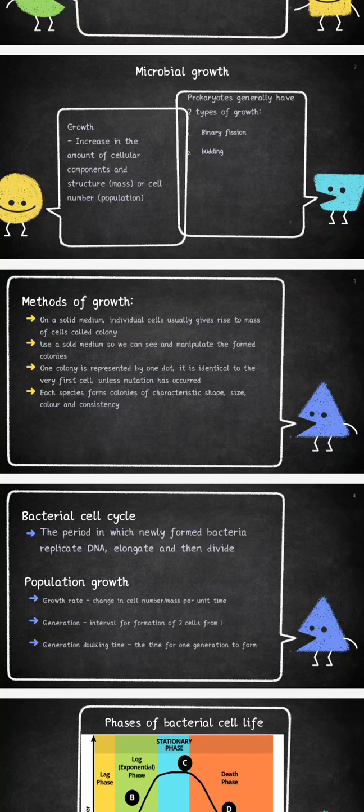Next is generation, the interval for formation of two cells from one. And generation doubling time. This is the time for one generation to form. So under appropriate conditions, bacteria grow with constant generation time.